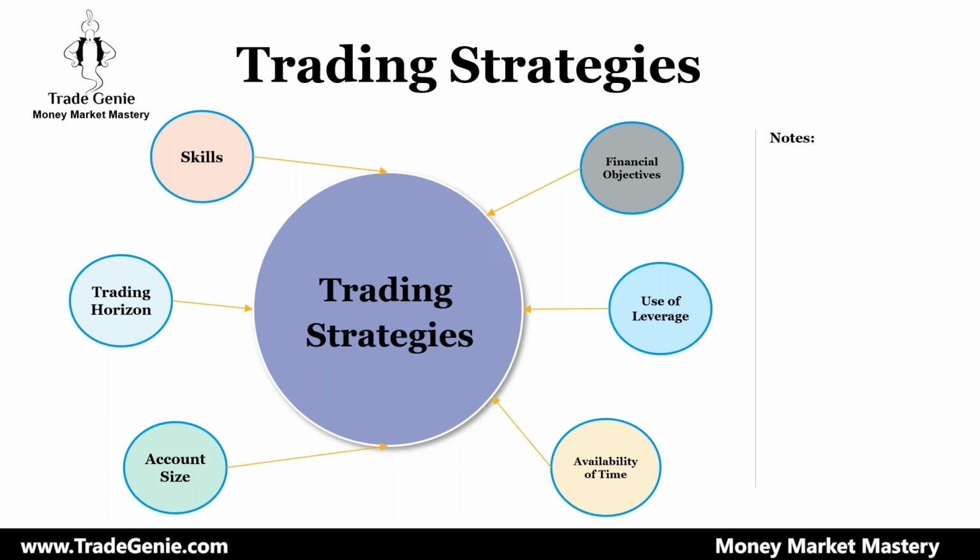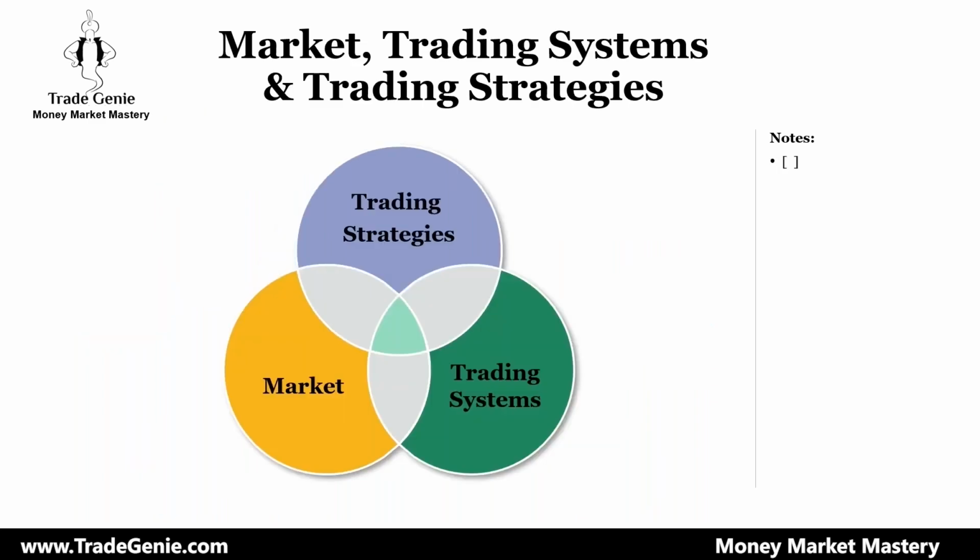So keep this in mind. Now, if we take the intersection of the market, the trading system, and the strategy, then your focus is more narrow now. So you're getting into a smaller area. So market, system and your strategy. So intersection.